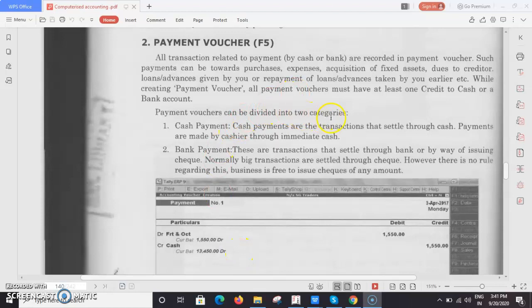Payment voucher can be divided into two categories: cash payment and bank payment. If you are paying through cash, it is called cash payment. If you are paying through bank, we call it bank payment.